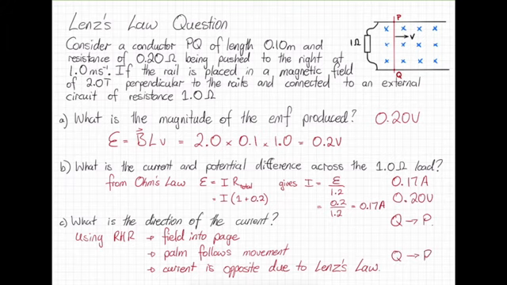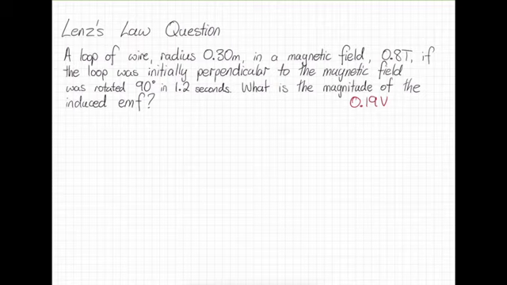Our next question, a loop of wire of radius 0.3 of a meter in a magnetic field of 0.8 Tesla. If the loop was initially perpendicular to the magnetic field, was rotated 90 degrees in 1.2 seconds, what is the magnitude of the induced EMF?